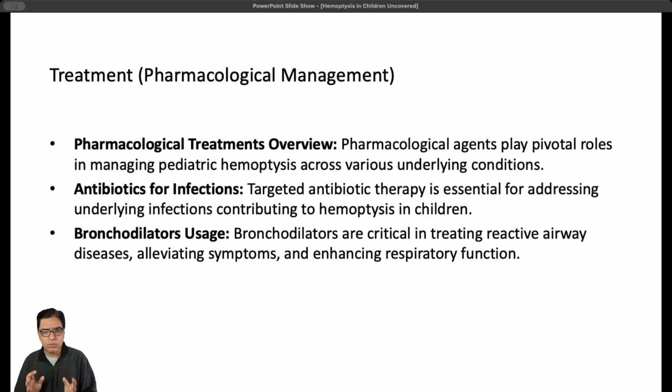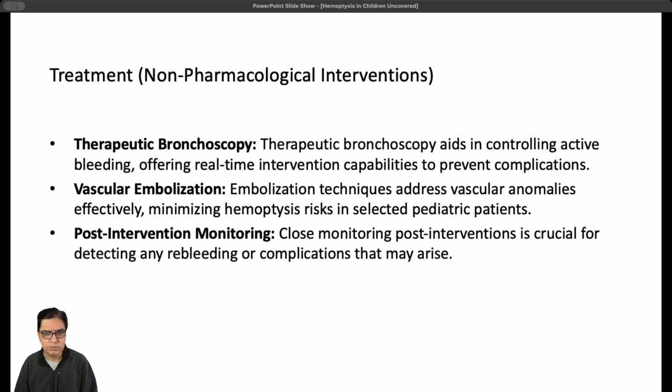Then coming to pharmacological treatment. Pharmacological treatment again depends on the cause, if you want to treat it with medications. For example, if infection is causing it, you will treat it with antibiotics. If you think there is repeated viral wheeze and inflammation, you might have to give steroids and bronchodilators to treat the underlying condition so that the hemoptysis stops. So whatever the cause, you have to treat it with the relevant medications.